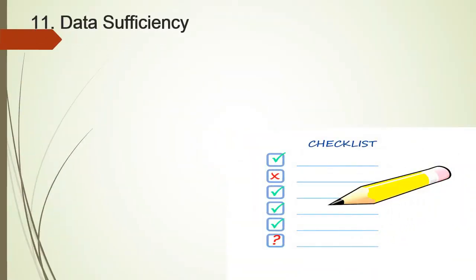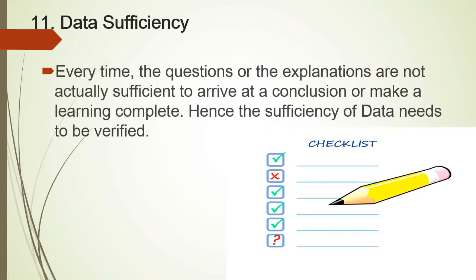The 11th classification under logical reasoning, verbal reasoning is data sufficiency. Every time, the questions or the explanations are not actually sufficient to arrive at a conclusion or make a learning complete. Hence, the sufficiency of data needs to be verified. Sometimes we don't really look into the questions well and just seek the answers as soon as we receive the questions. So we need to be a little bit careful. Every question may not be a right one. So we have to think through that, and we have to check whether it is really worth finding an answer.